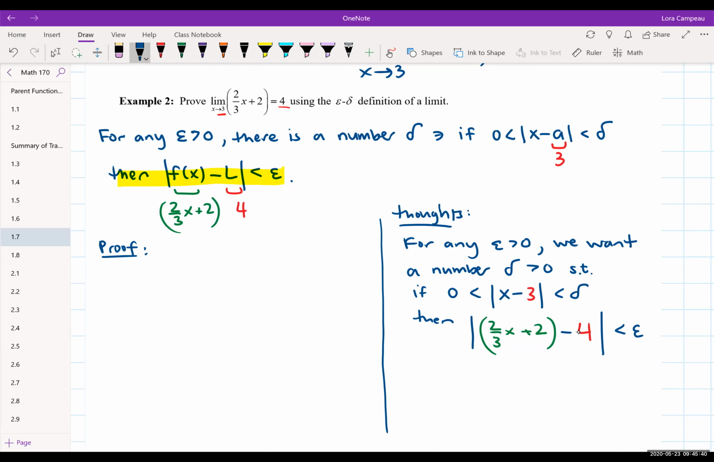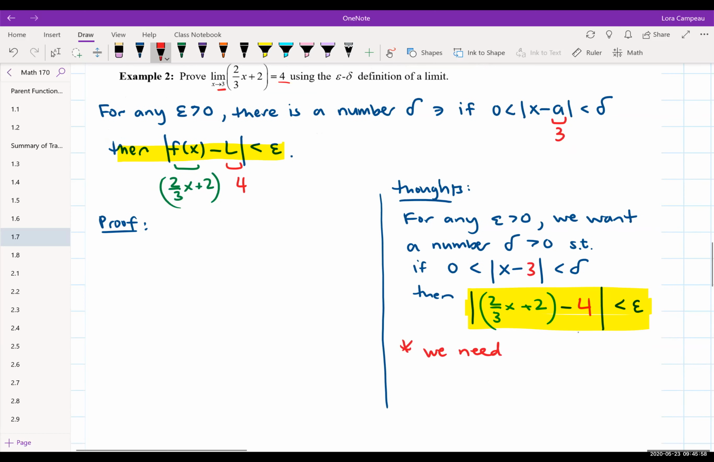So when I'm going through this statement, when I start with what I'm trying to prove, I have to think about how we can manipulate this algebraically so we can get an absolute value of x minus 3 somewhere. So that's our main goal when we're working backwards.